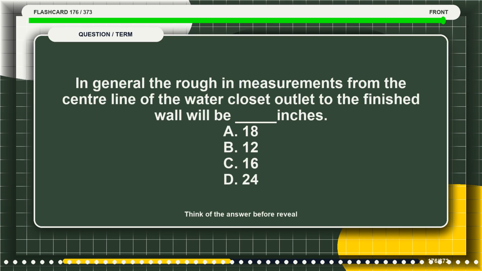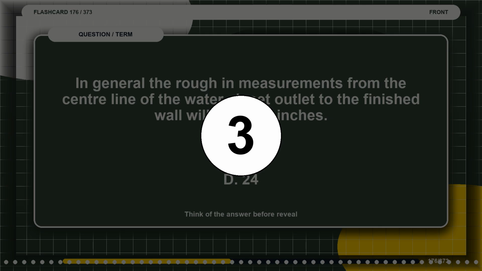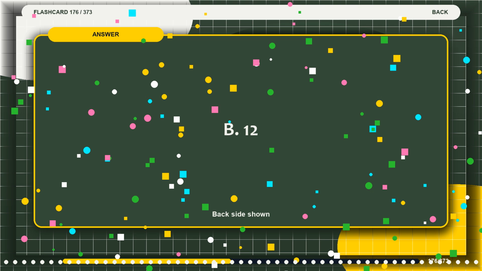Flashcard 176. In general, the rough-in measurement from the center line of the water closet outlet to the finished wall will be blank inches. A. 18, B. 12, C. 16, D. 24. Think of the answer before the reveal. The answer is B. 12.